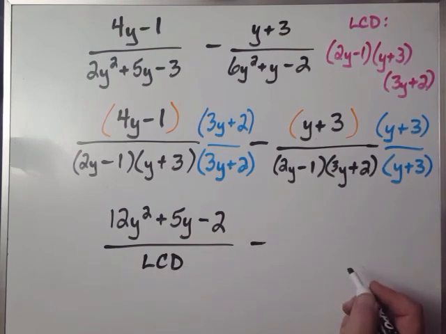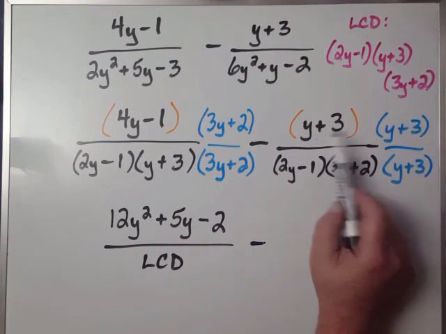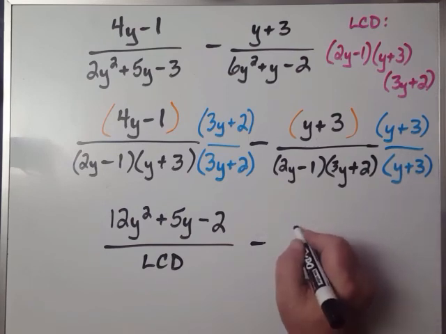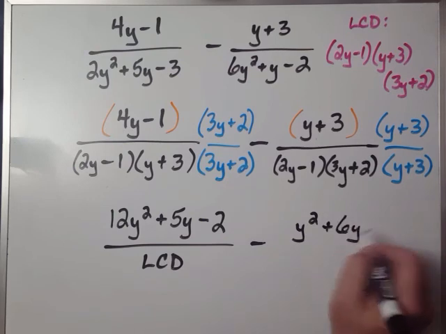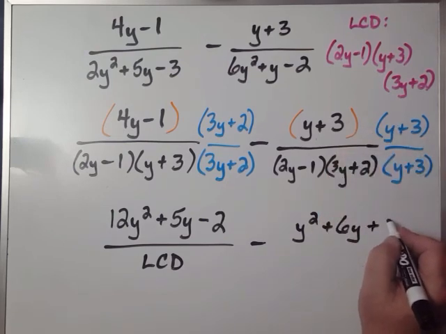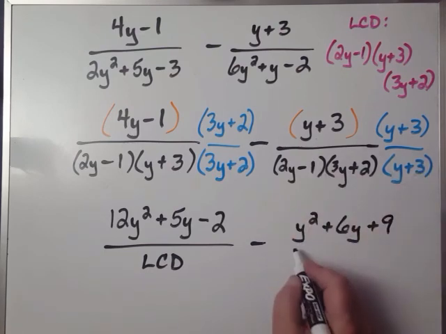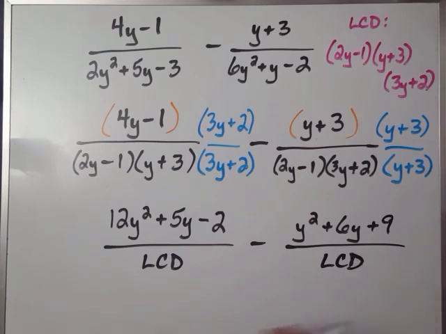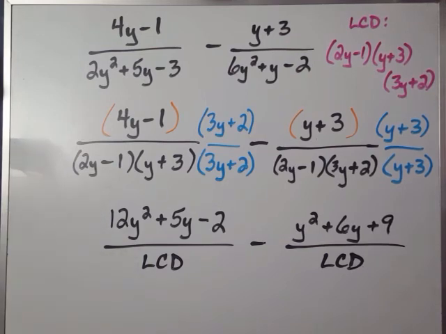Minus, we've got to FOIL this out. Or if I recognize this is y plus 3 quantity squared, I can use my special product. Either way, we'll get y squared plus 6y and plus 9. Whether you FOIL that or use your special product, that's the trinomial that results. And that's over this least common denominator. So the numerators are simplified, which this time required that I FOIL.